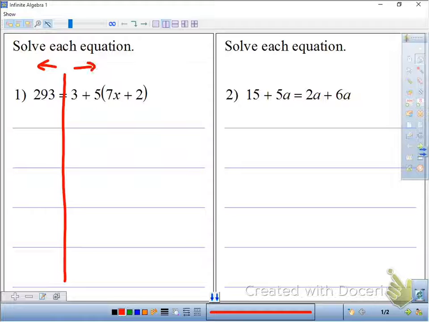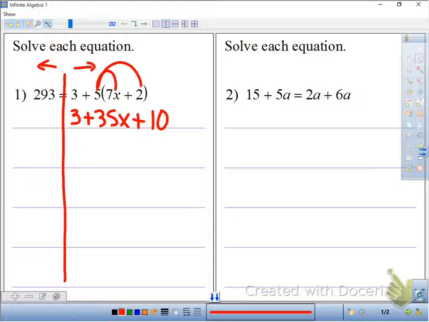On the right side, I see that there's a distributive property. Now refrain from looking at that 3 plus 5 and getting too excited and adding those together. I need to distribute first. So this would be 5 times 7x. So the 3, drop it down. 5 times 7x is 35x. 5 times 2 is positive 10.